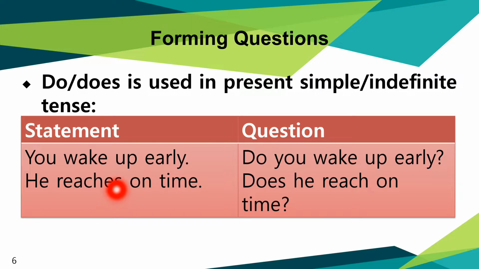We use S with the verb in present indefinite tense with third person singular. So if we are using she reaches on time, does she reach on time? Again, we will use the same structure. It reaches on time. Does it reach on time? She, he, and it are third person singular.